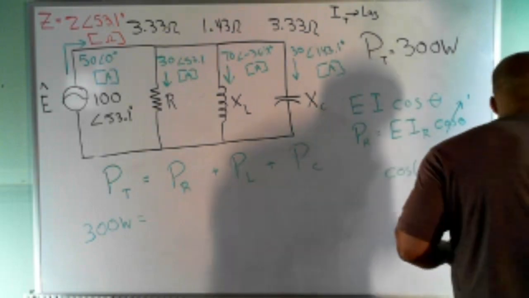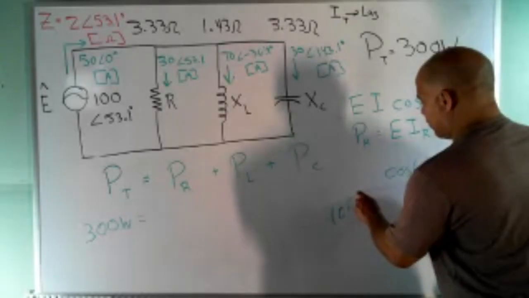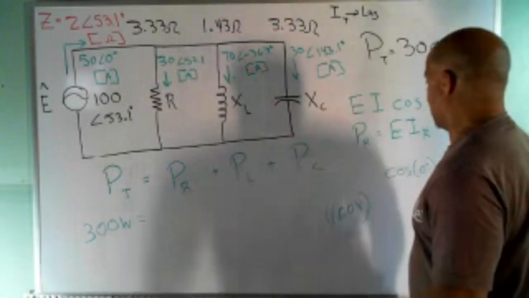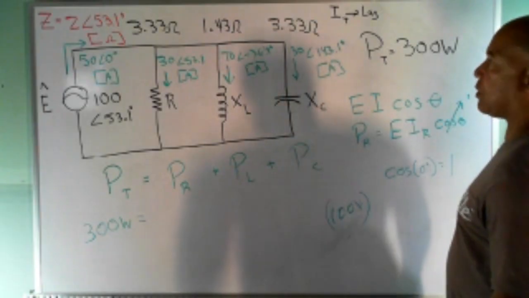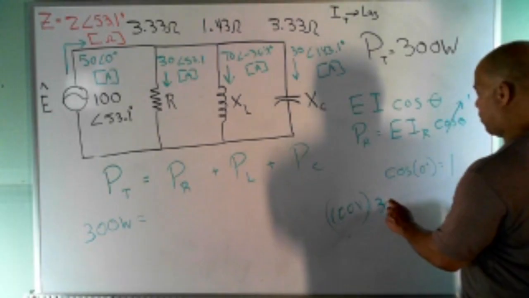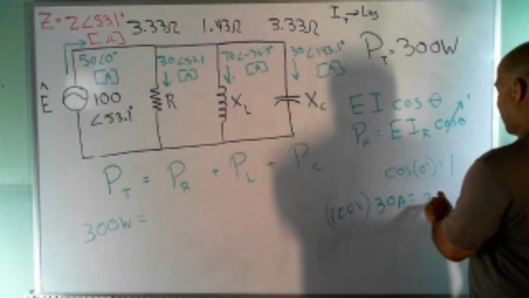So let's see what that is. Well, the voltage is 100 volts, and the current through the resistor is 30. And that is 3,000.